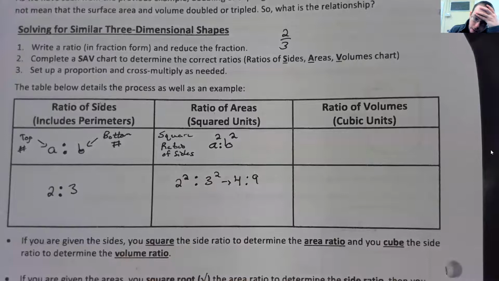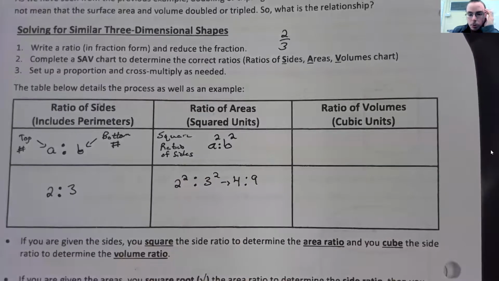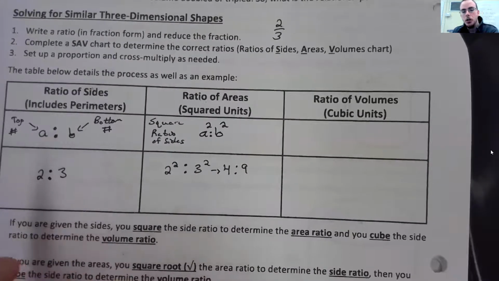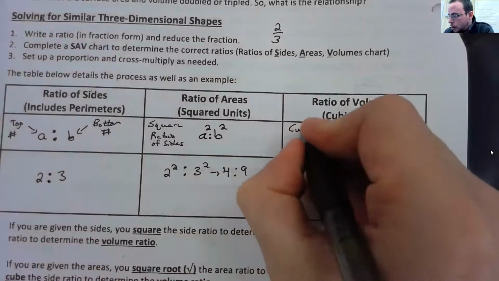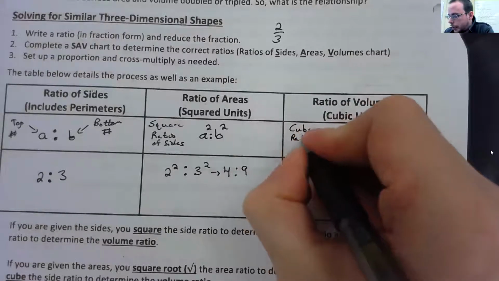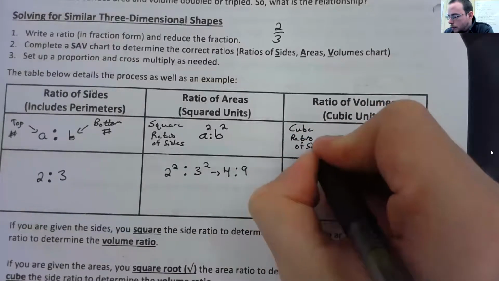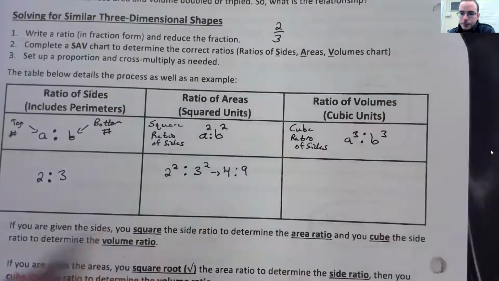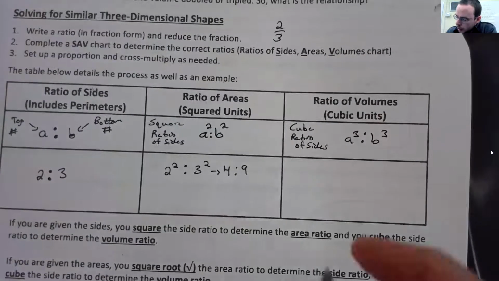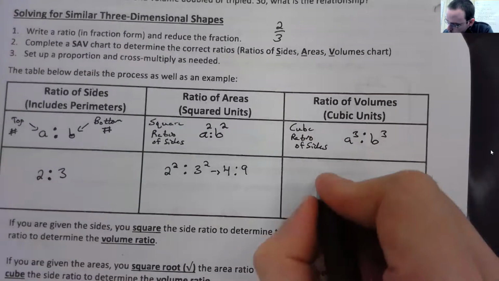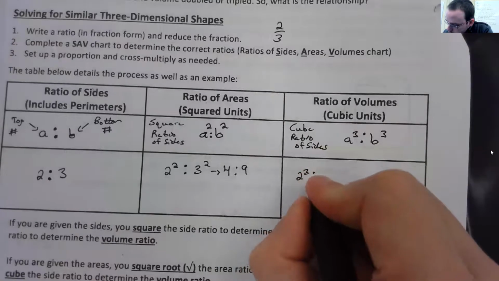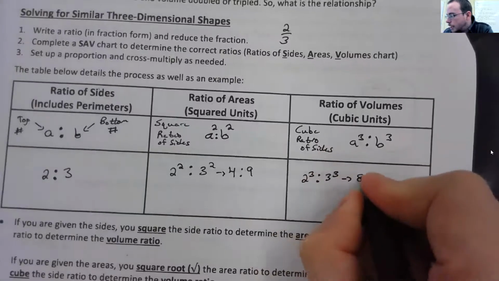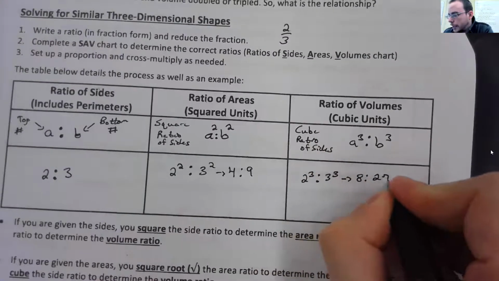And then your ratio of the volumes, we said volumes were measured in cubic units. So that means we take the sides and we have to cube the ratio of the sides. So we do A cubed to B cubed. So in this case, A is 2, so we do 2 cubed to 3 cubed. 2 cubed is 8, 3 cubed is 27.